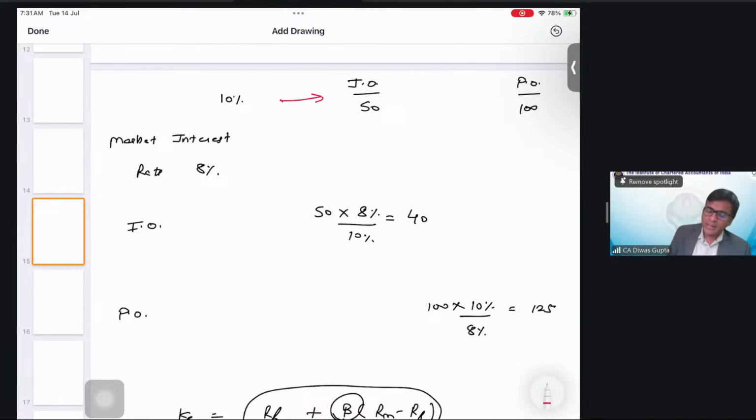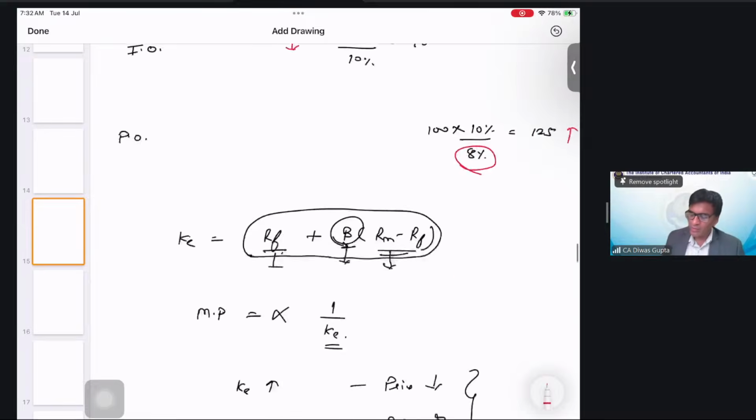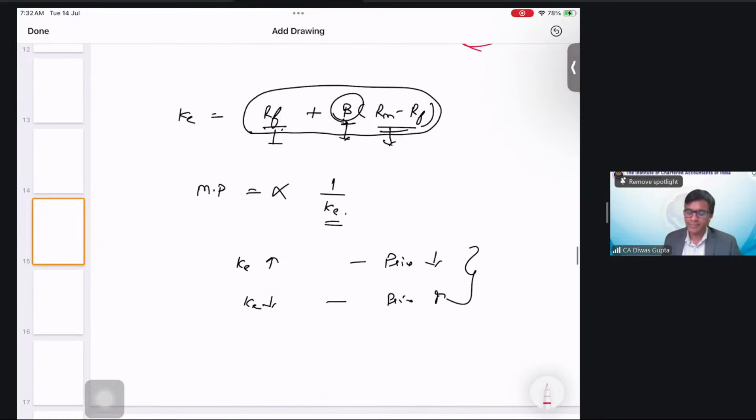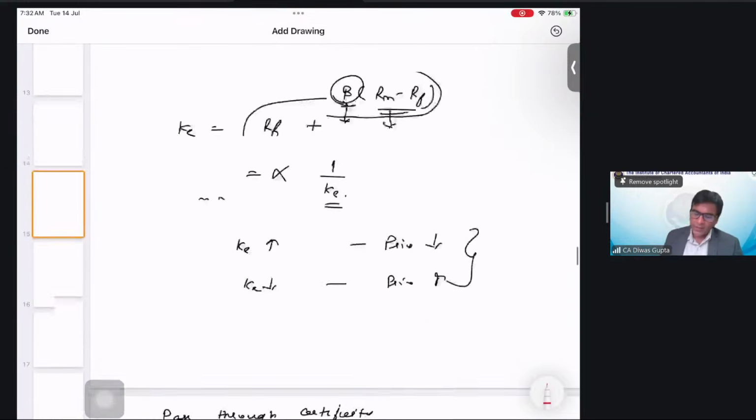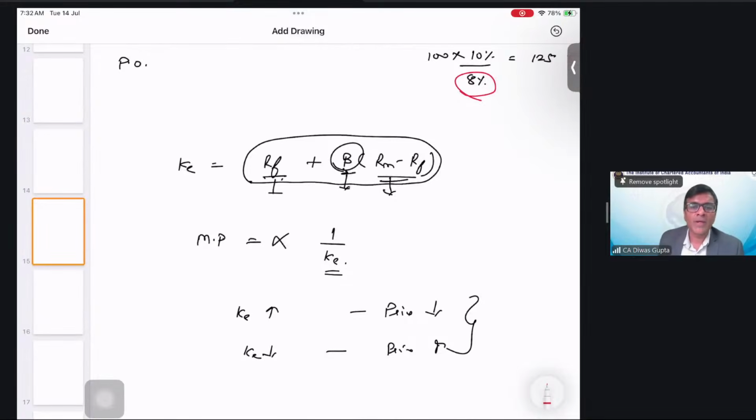Now, extending the same example, 10%, 50 and 100. If the market interest rate goes down, the interest only security value will also go down, but the principal only value will go up, because on 100 rupees the 10% equivalent was there, which will now be equated to 8% value, which is going to be 125 rupees, right?